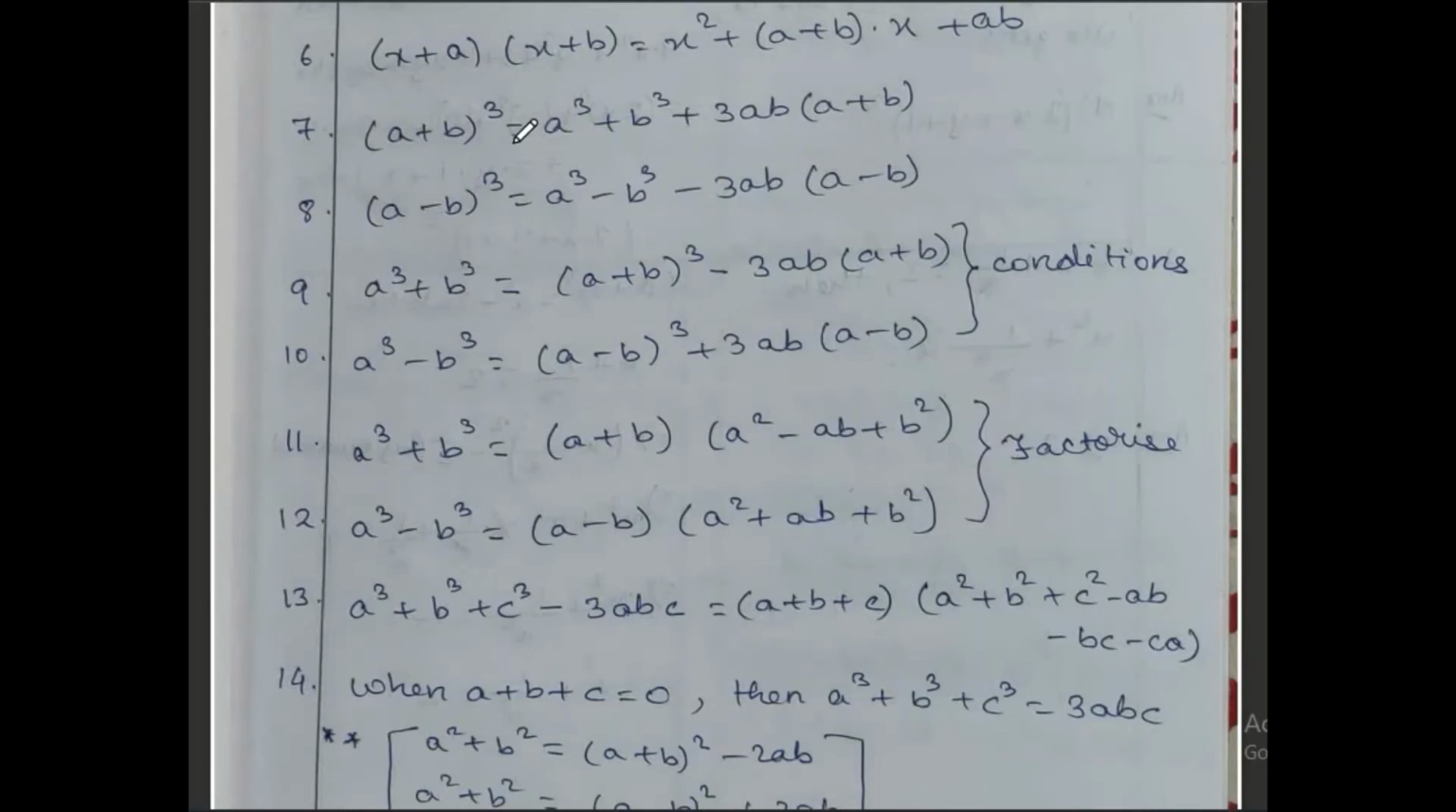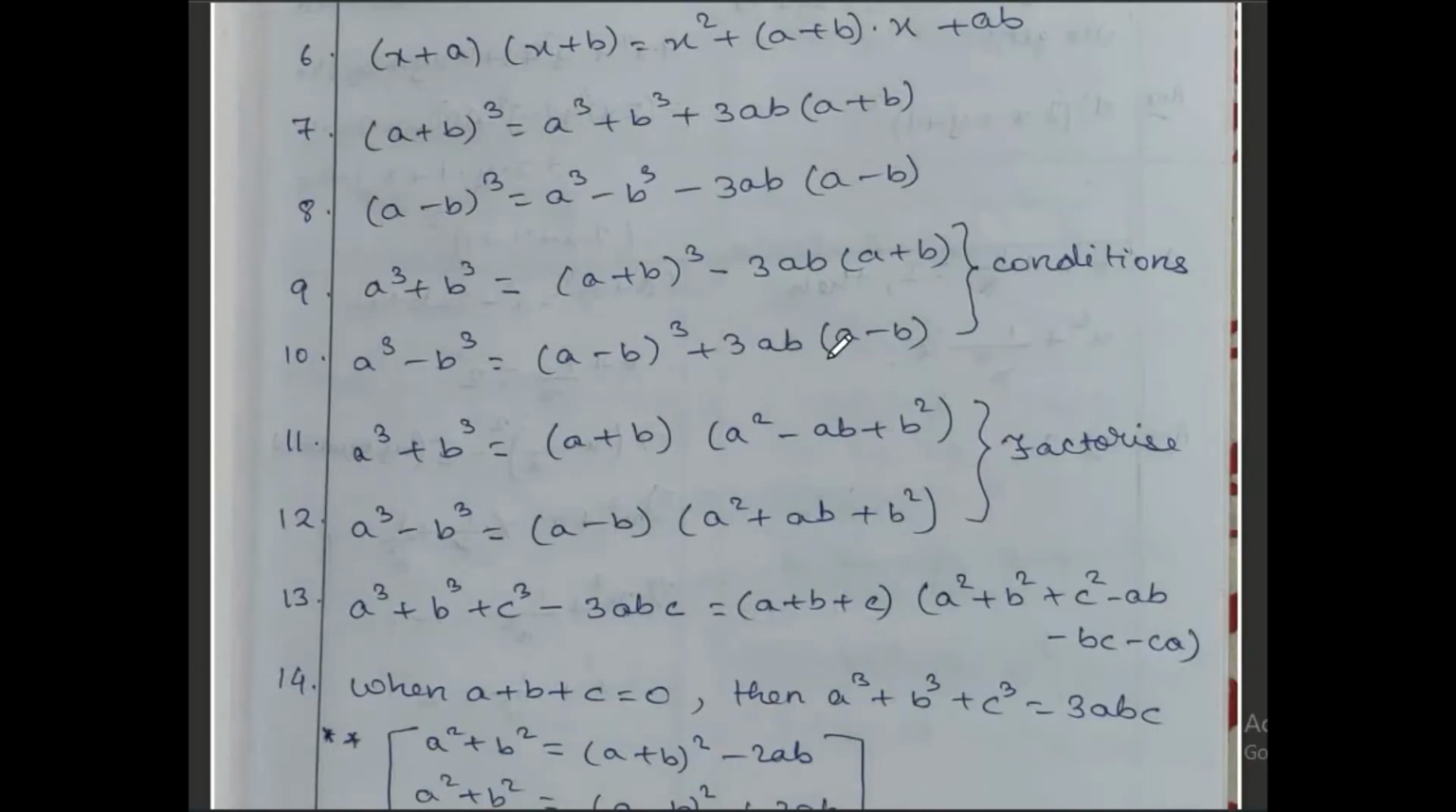If you are getting power 3, then for a minus b whole cube the formula is a cube minus b cube minus 3ab into a minus b. Number 9, a cube plus b cube. As a condition, your formula will be a plus b whole cube minus 3ab into a plus b. This we are getting from this only. And for a cube minus b cube, the formula is a minus b whole cube plus 3ab into a minus b.